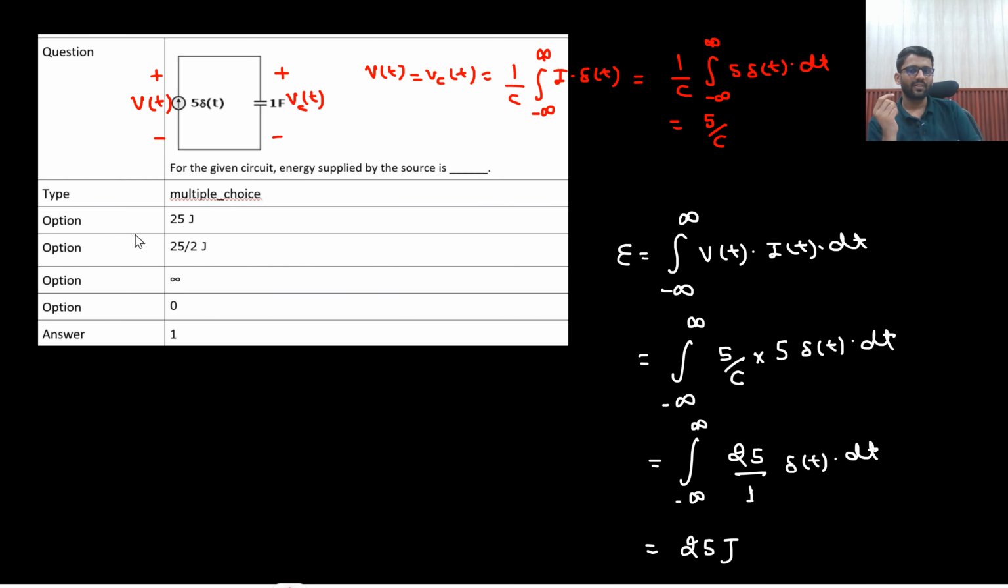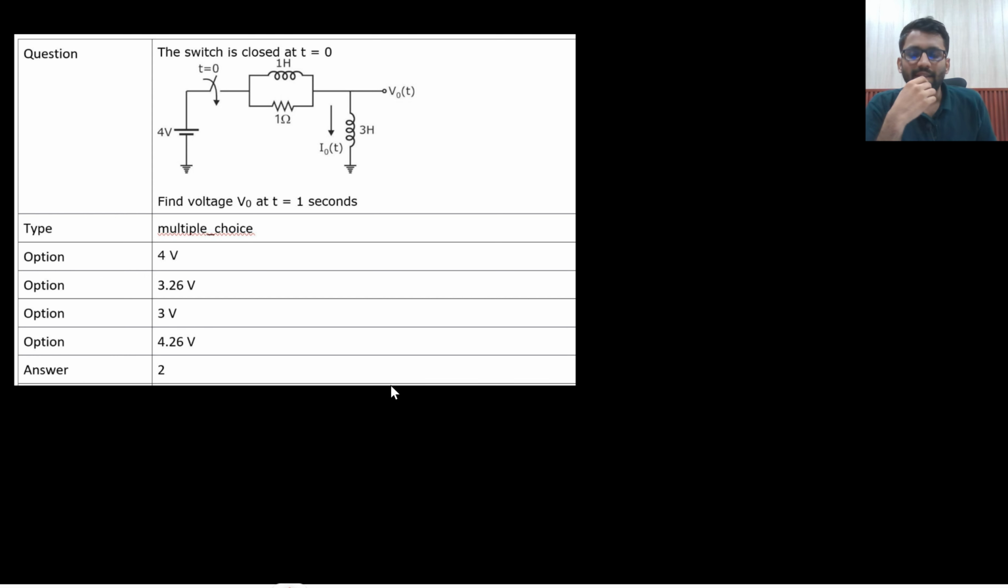Are you getting this point? Okay, so never apply any formula. If you apply half CV square, this will be wrong. Always you need to write down voltage and current and then simply integrate. That's it. Okay, with the time window. So the time window is from minus infinity to infinity. So 25 joule we are getting. Otherwise you would have got 25 by 2 joule. That is wrong. Okay. Let's see the solution of this one.